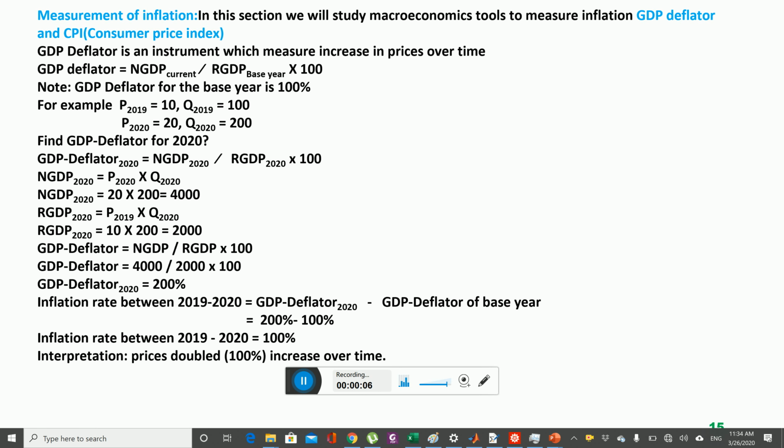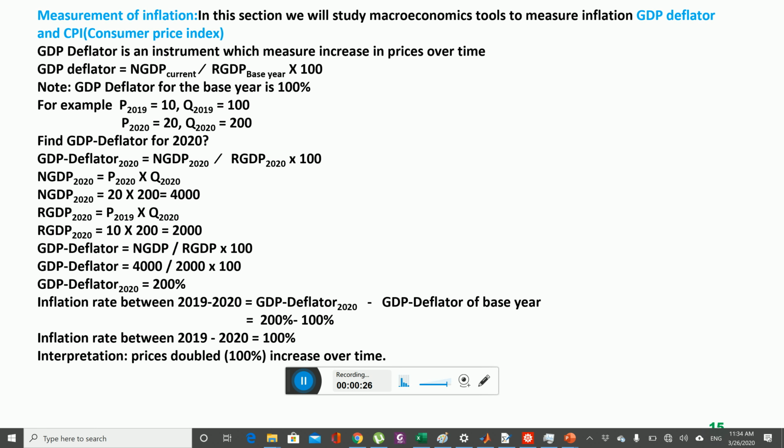Today our topic is measurement of inflation. It means how we can measure the increase over time in the overall price level, how we can calculate and estimate the inflation rate over time. Over time means between two time periods.